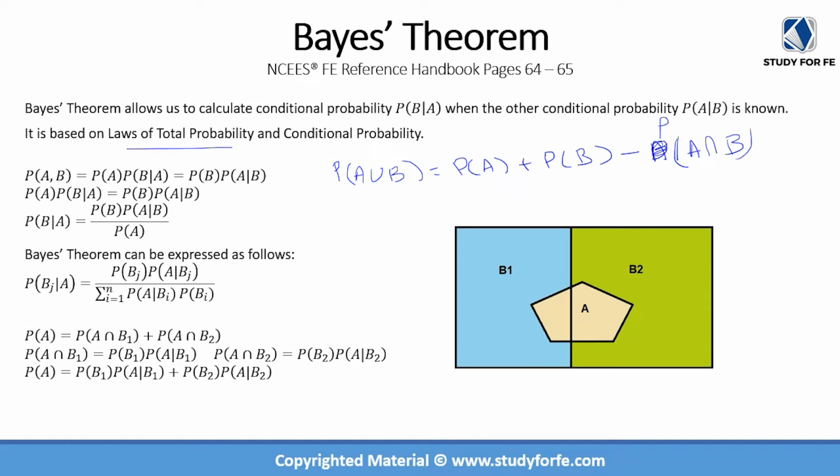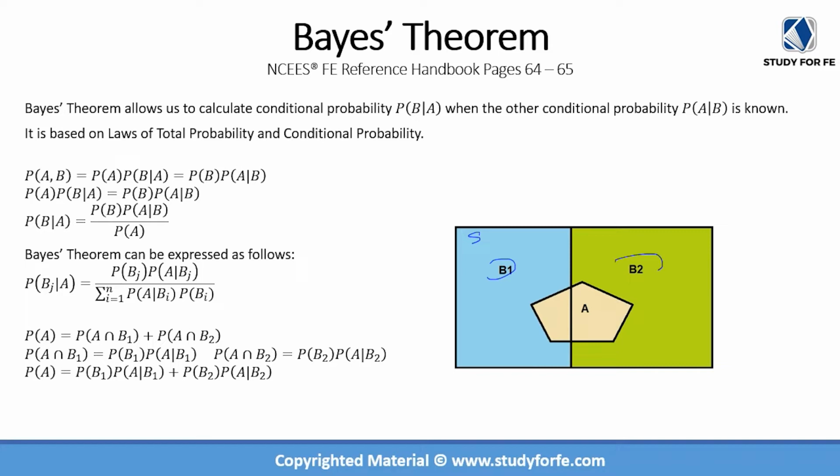Okay. Now there's another variation of the law of total probability, which we can explain in the form of a Venn diagram. So let's say you have a sample space S, which is comprised of B1 and B2. Now you can see that this sample space S is equal to B1 plus B2, and B1 and B2 are both mutually exclusive. There's no overlap.